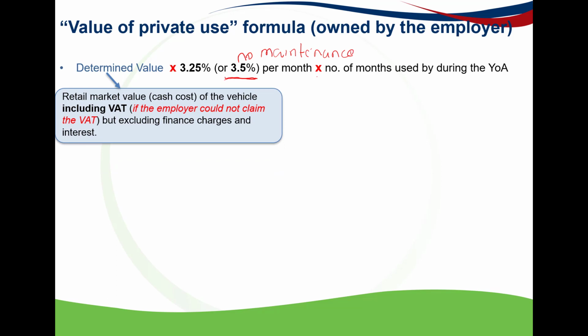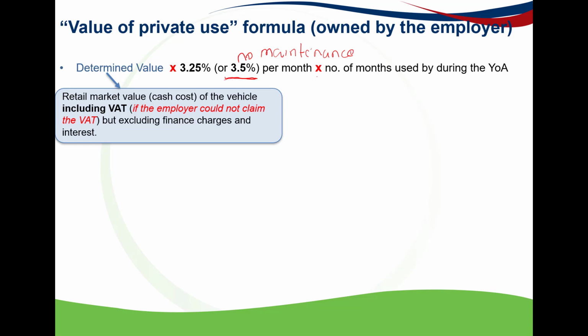Now, what is the determined value? The determined value is the retail market value. In simple terms, that is the cash cost of the vehicle, and that cost will be inclusive of VAT if the employer could not claim the VAT. So if the employer, when they purchased the vehicle that they are giving to this employee, could not claim the VAT, then the determined value will be inclusive of the VAT that could not be claimed because it will form part of the cost.